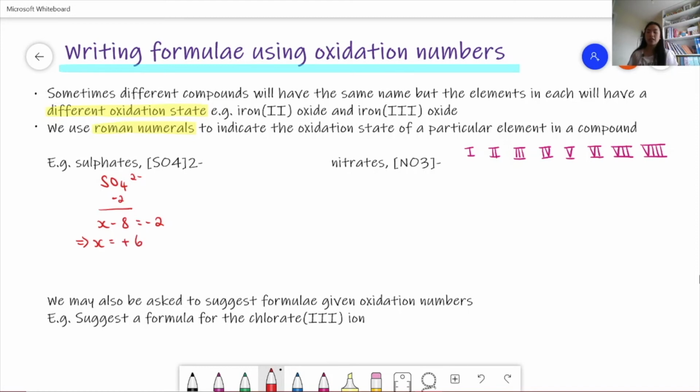And so this is a sulfate 6. And then we use the Roman numeral for 6, which is a V and then an I. So this is a sulfate 6 ion.